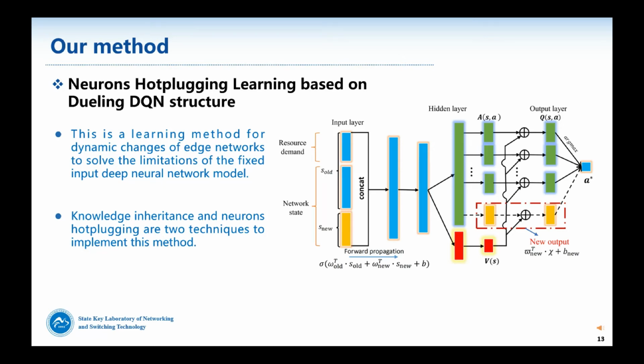At this point, we insert or unplug the neurons corresponding to the input and output layers. The new parameters are replaced by the redundant parameters. The other parameters are directly inherited from the old model. In this way, we collect data in the new network environment to train the new model.